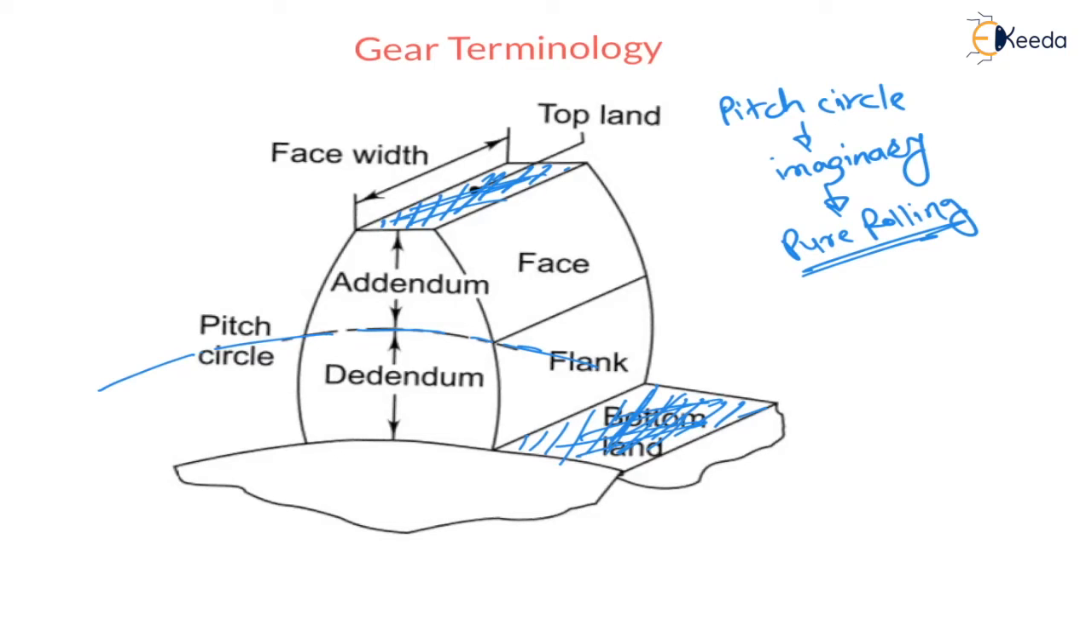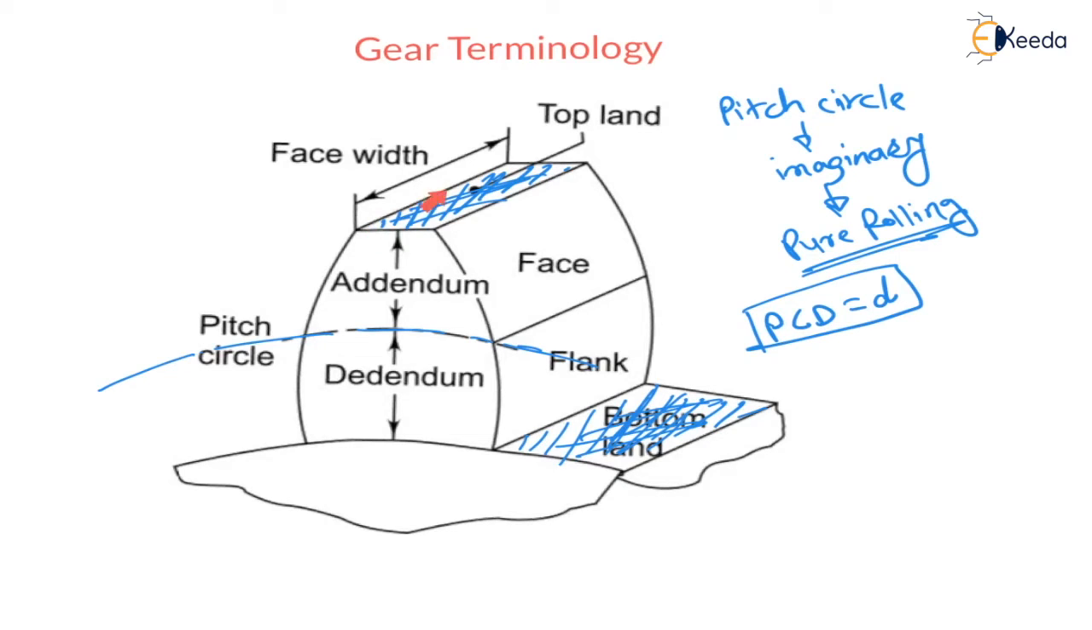And generally, the size of a gear is specified by the pitch circle diameter, which is represented as D. The size of the gear is represented with the help of this pitch circle diameter or imaginary circle diameter. In the next diagram we will again see this pitch circle for gear as well as pinion. Remember, it is an imaginary circle.